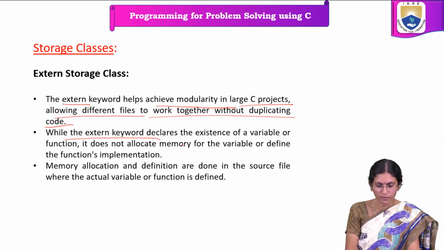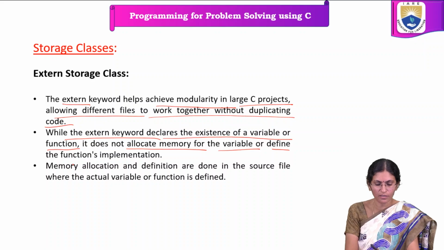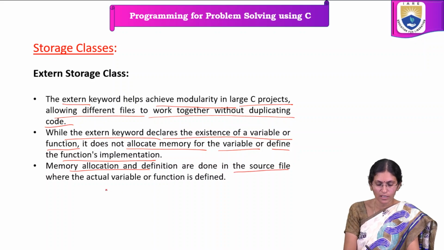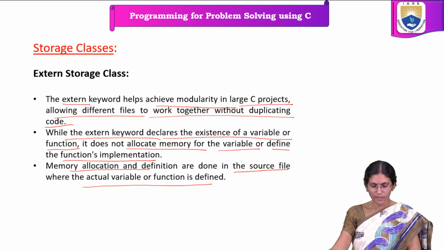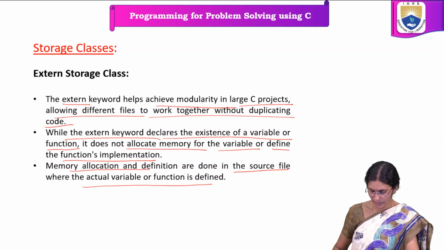While the external keyword declares the existence of a variable or function, it does not allocate memory for the variable or define the function's implementation. Memory allocation and definition are done in the source file where the actual variable or function is defined. So these are some of the advantages of a variable which comes under the external storage class.